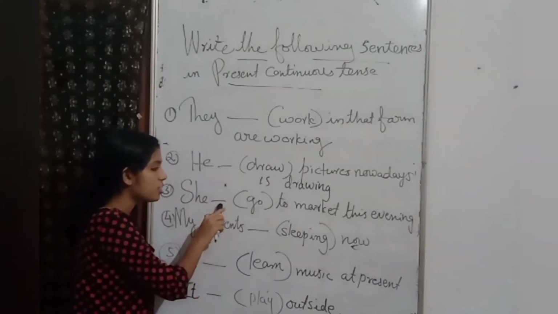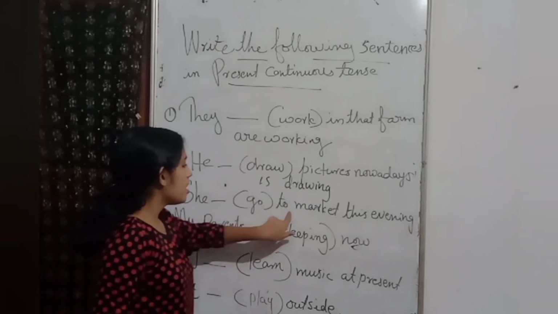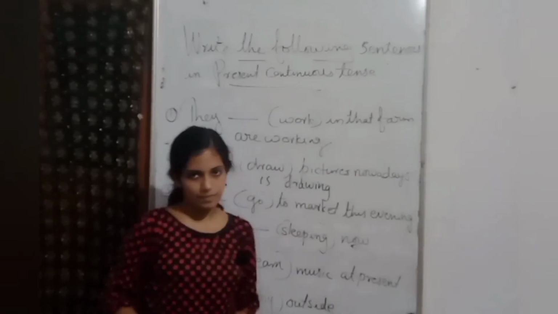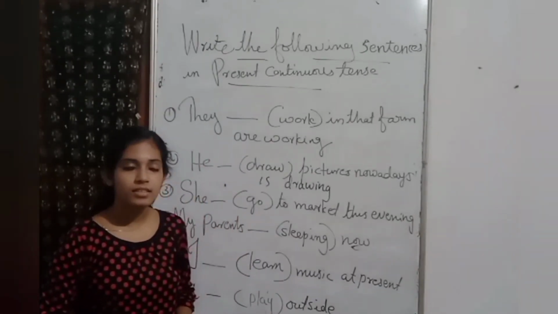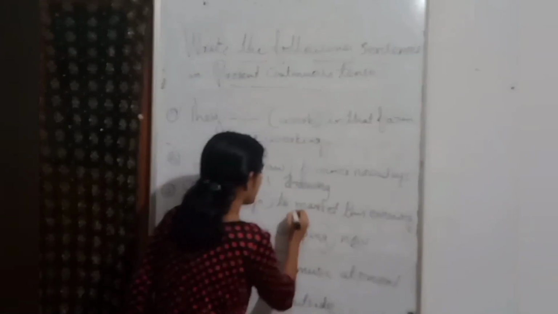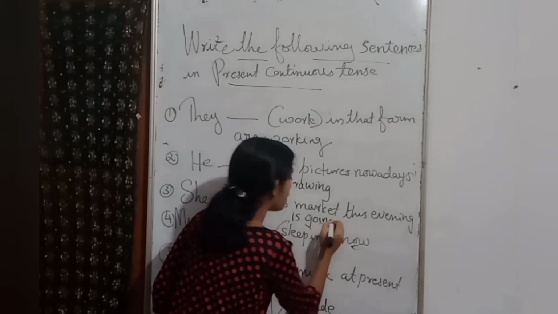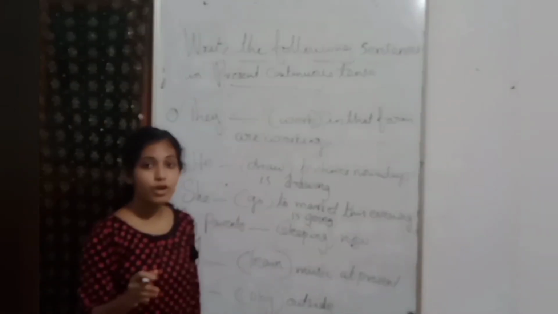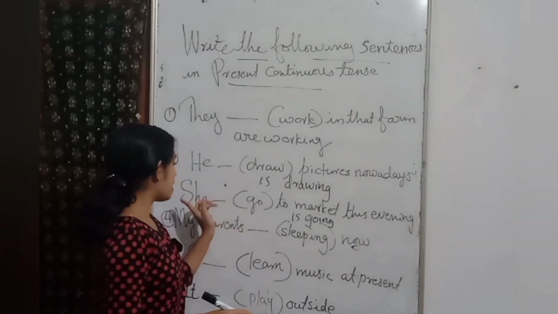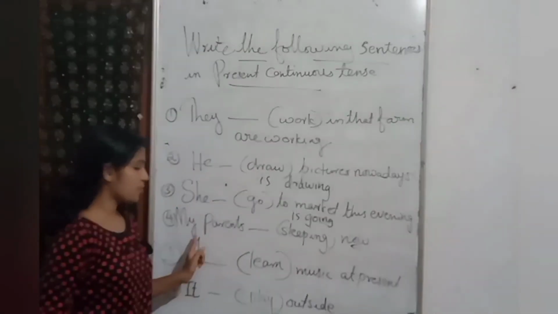She dash, which is the verb here, go is the verb here, to market this evening. Which is the answer? She is going to the market this evening. Is is for he, she and it.